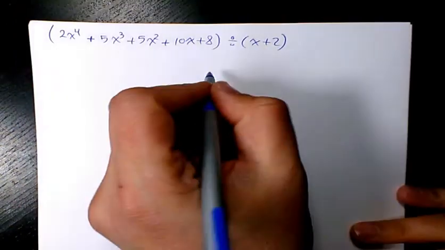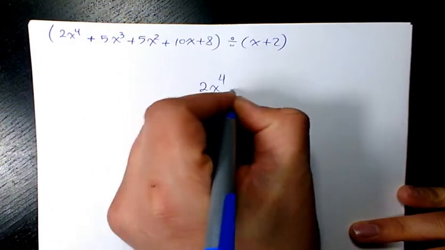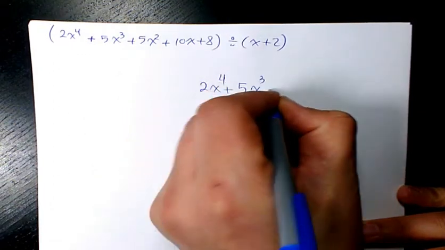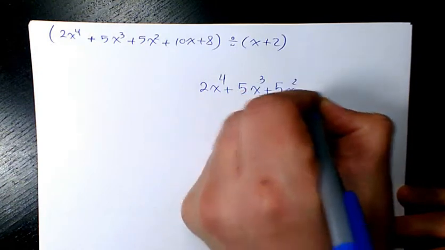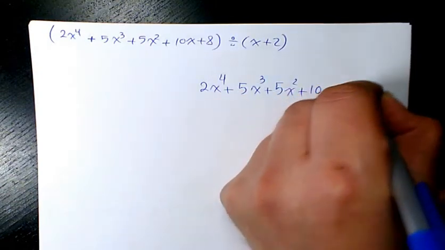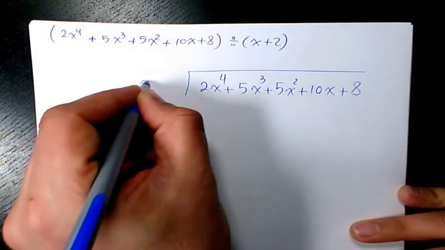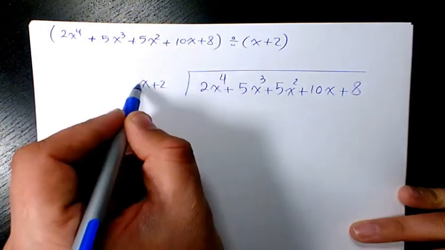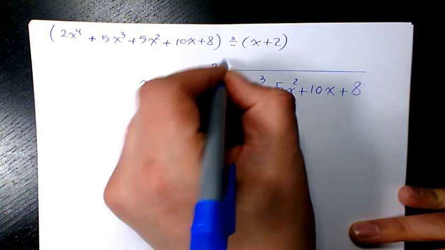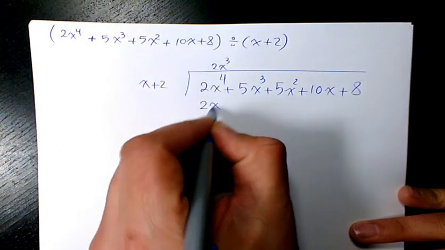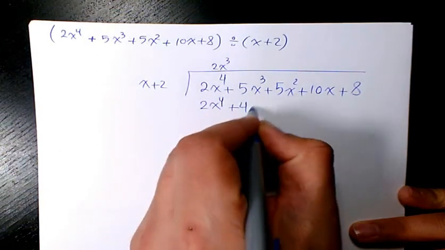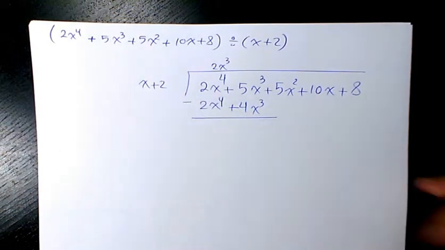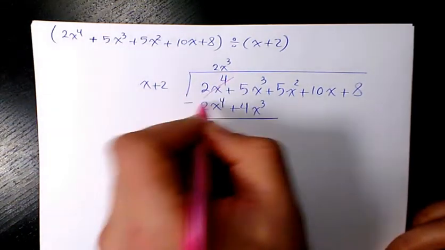Now in this one, we have 2x to the power 4 plus 5x to the power 3 plus 5x squared plus 10x plus 8 divided by x plus 2. 2x to the 4 divided by x is going to be 2x cubed. Times this one is going to be 2x to the 4 plus 4x cubed. When you subtract it, these two cancel out.